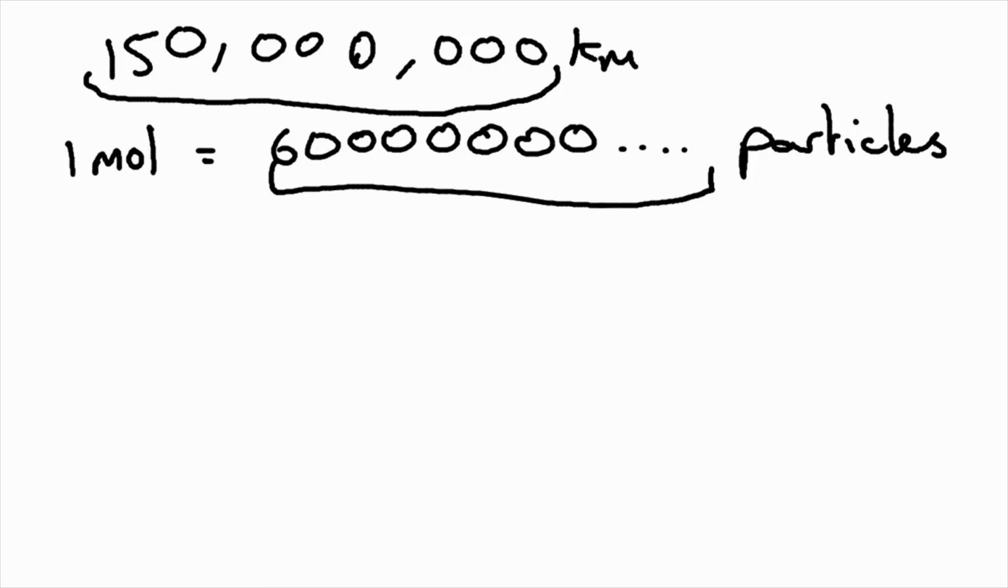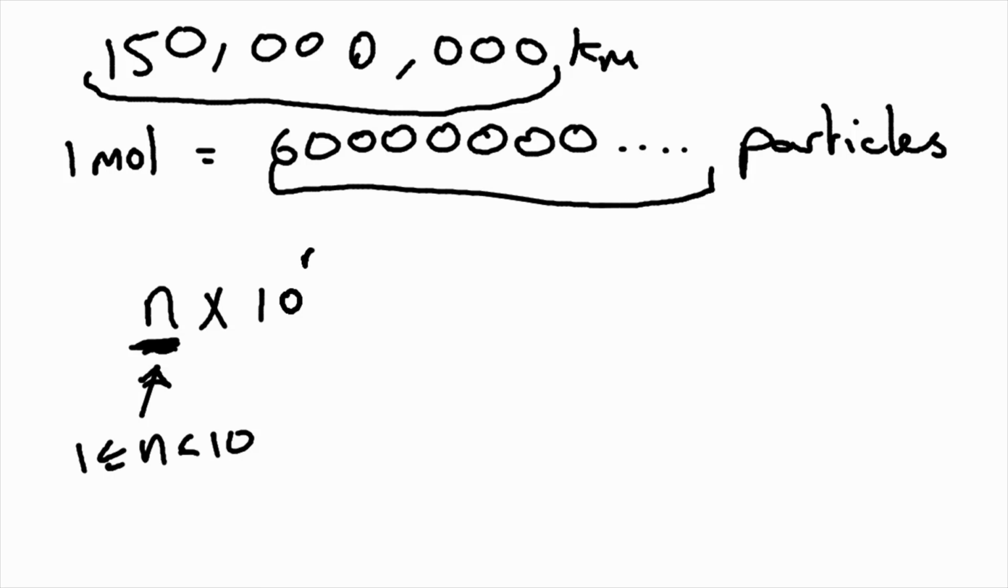Well, standard form is a way of writing a number as some smaller number that we say is going to be between 1 and 10, and we're multiplying it by 10 to the power of something. So we can take big numbers like the two examples we have above and write them in a more compact way.